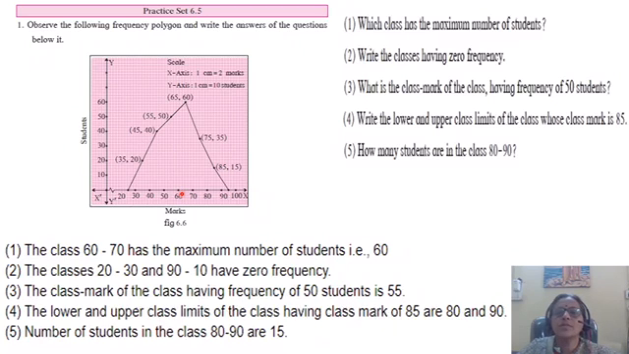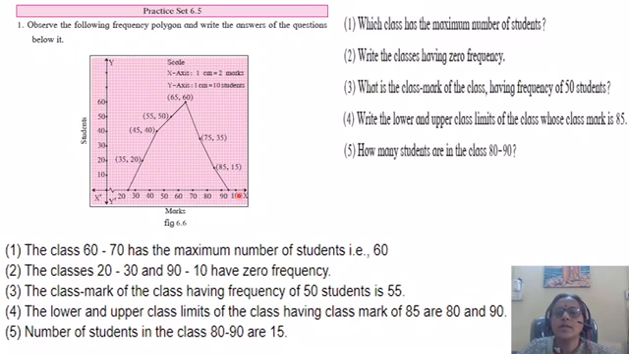Second question, write the classes having zero frequency. Observe, zero frequency is here and zero frequency is here. Which are the classes? 20 to 30 and 90 to 100 have zero frequency.